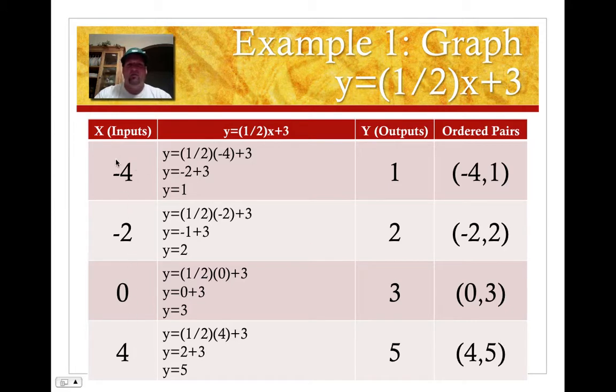Now, a lot of people choose -1, 0, 1. They choose the numbers that are right in order there. Be creative in how you choose these. You're trying to pick something that's going to make your math real simple. So I chose even numbers here because I knew I was going to be multiplying by 1/2 or taking half. And of course it's easy to divide by 2 when you choose even numbers. So that's the reason why I chose those. Okay. So from here we take the ordered pairs and we put them on our graph.